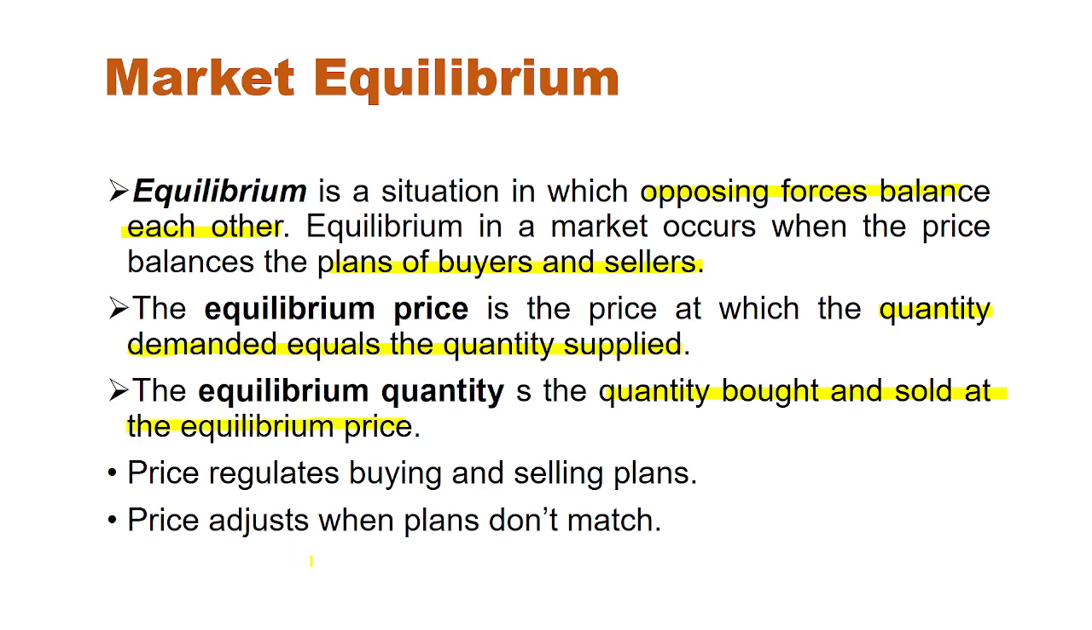Price regulates buyers' and sellers' plans, and price adjusts when plans don't match. So generally, if the price is not at equilibrium, it tries to adjust when the plans of buyers and sellers don't match with each other, and price also regulates buying and selling plans. We will see these two factors in practice together in the next parts.